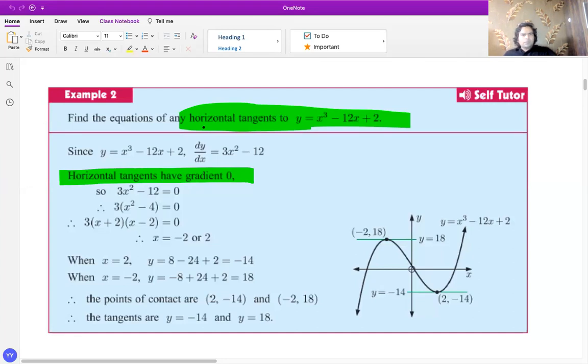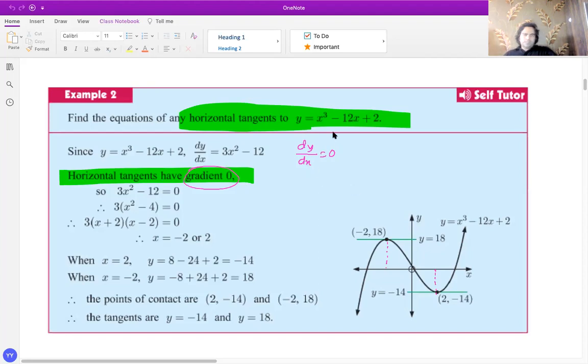So when you talk about horizontal tangents, basically it means where the slope is 0. Horizontal tangents, remember, always have the gradient or slope as 0. So our intention is to use this logic where dy by dx is 0, because that's the slope of tangent.